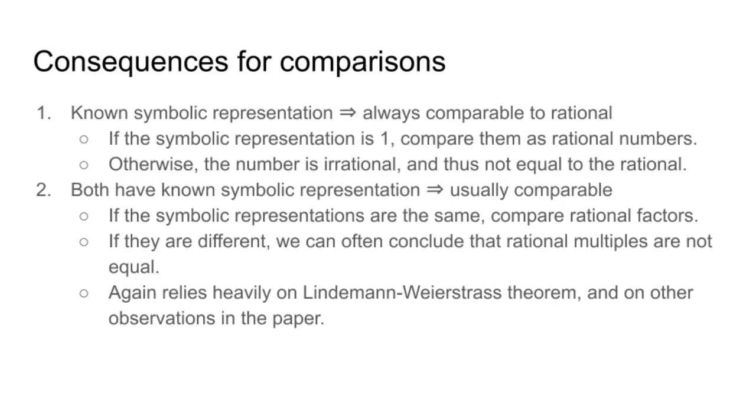Even if neither operand is rational, we can still often determine, based on the symbolic representation, that they can't possibly be rational multiples of each other, and hence the two numbers being compared can't possibly be equal, in which case the iterative approach to comparing recursive reals will still work. Again, this relies on the Lindemann-Weierstrass theorem, along with some other observations that are made in the paper.